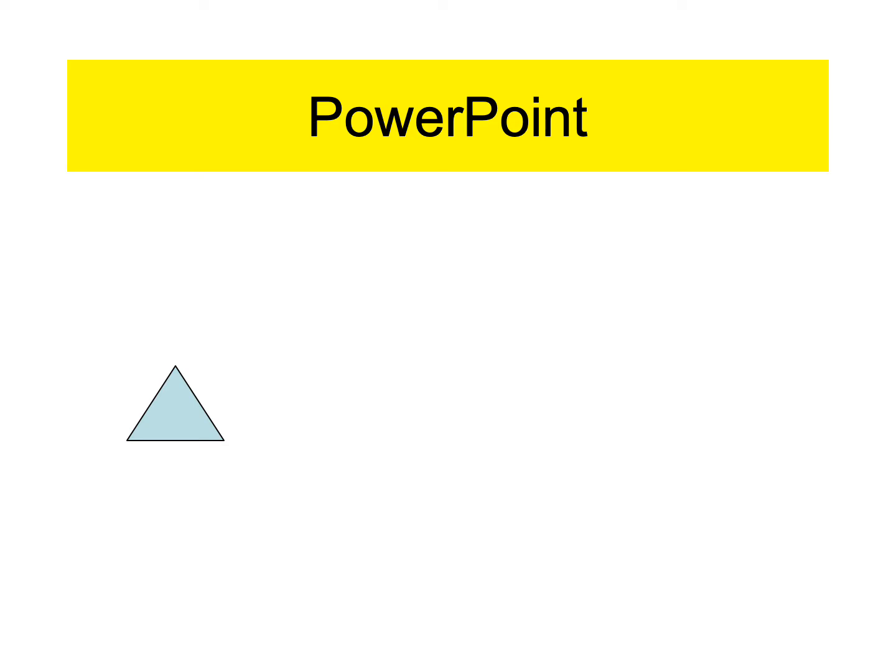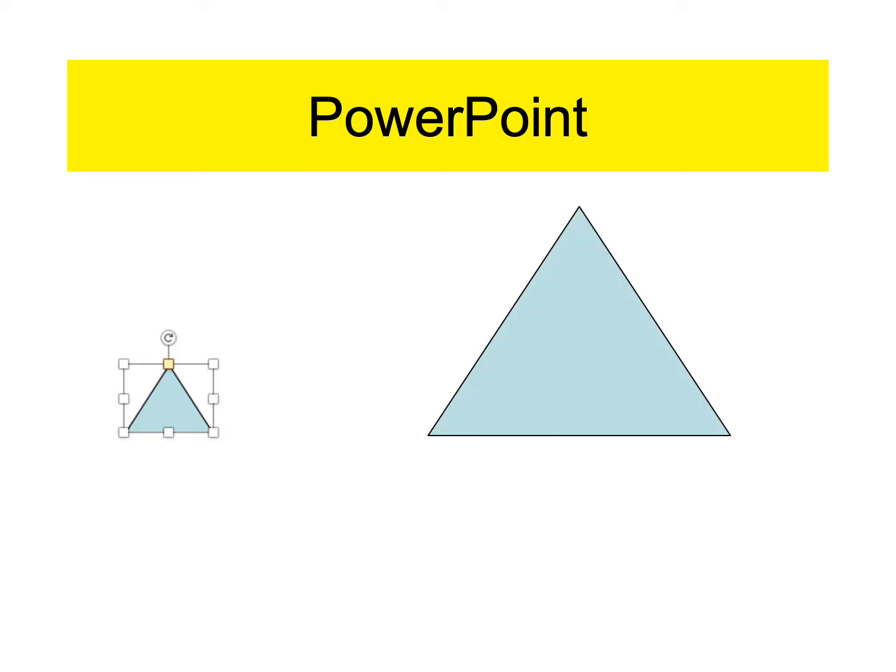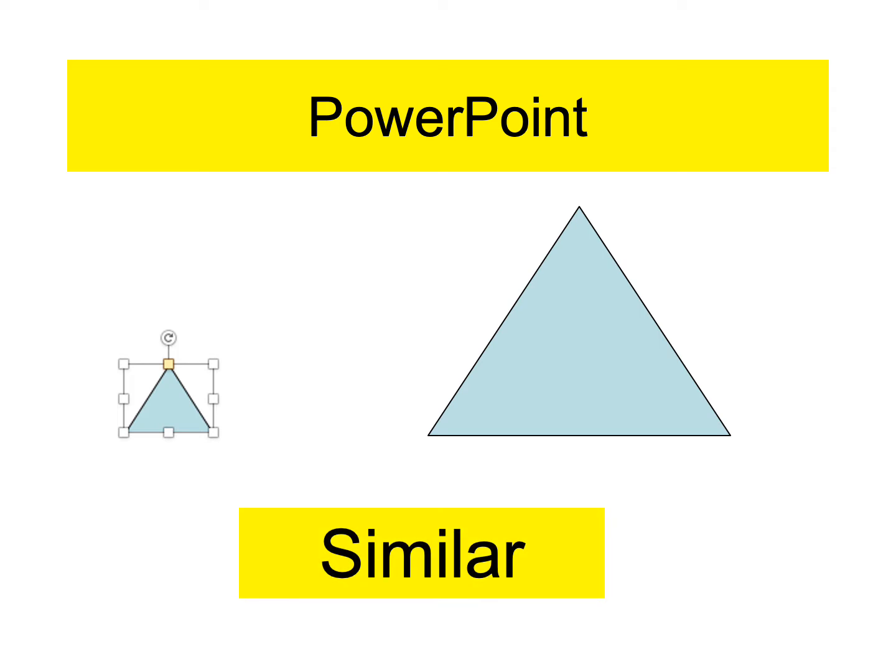In PowerPoint, if we draw a triangle and click on it, we can make that triangle larger or smaller simply by dragging one of the corners. These two triangles that I made, the small one and the large one, look alike, just one is bigger than the other. And in math terms, we call this similarity.